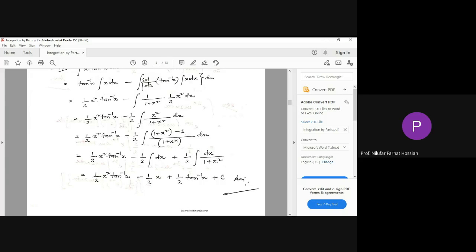What is it? Tan inverse x. Yes, because d dx of tan inverse x is 1 by 1 plus x squared. You know, differentiation and integration are just the what? Inverse operation. So d dx of tan inverse x gives you 1 by 1 plus x squared. So if you integrate 1 by 1 plus x squared, you will get what? Tan inverse x. Okay, so this is the result.